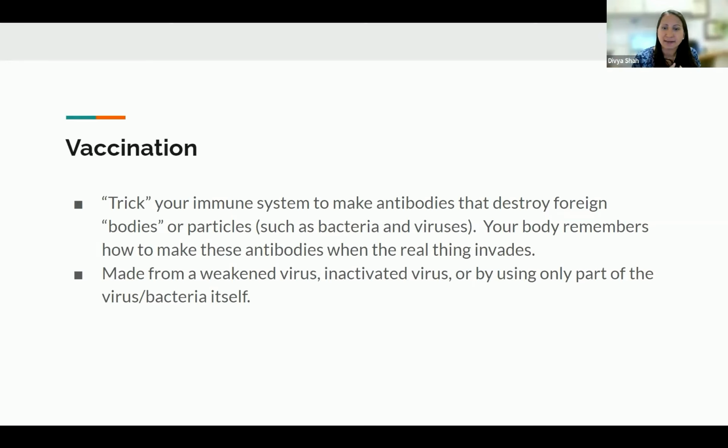Now, how are vaccinations made? Vaccinations are usually made from a weakened version of the virus or an inactivated version of the virus, or sometimes they just take a piece of the virus or bacteria to make the vaccine.